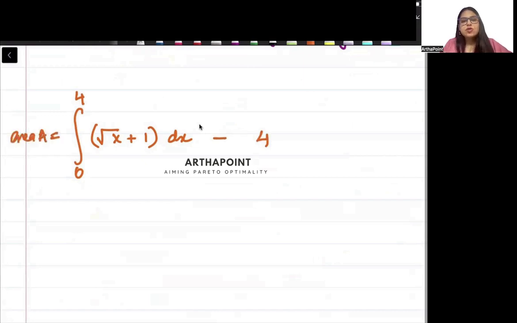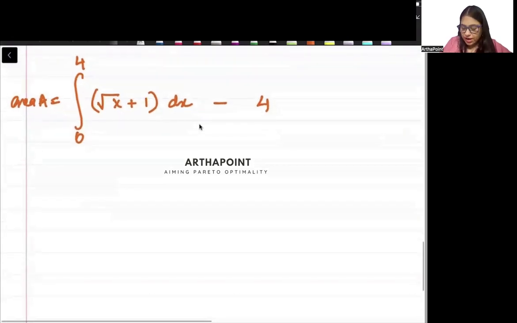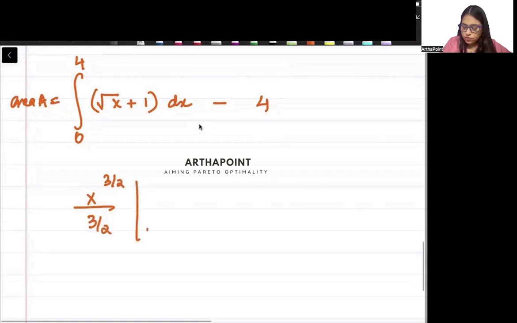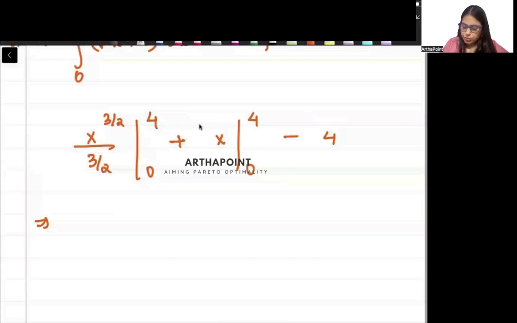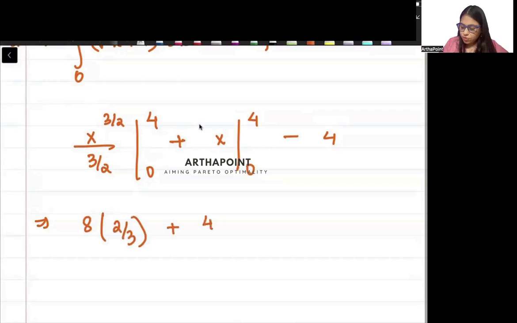What will be the integration of root x? So the integration of x to the power half will be x to the power 3 by 2 divided by 3 by 2, from 0 to 4. The integration of 1 will be x from 0 to 4, minus 4. So this is going to be 8 into 2 by 3 plus 4 minus 4, which is 16 by 3. This area will be 16 by 3.